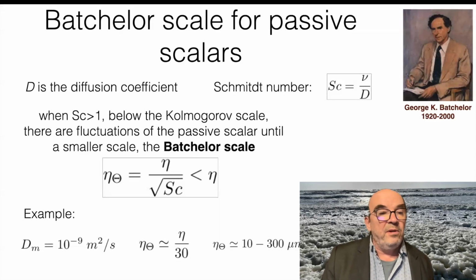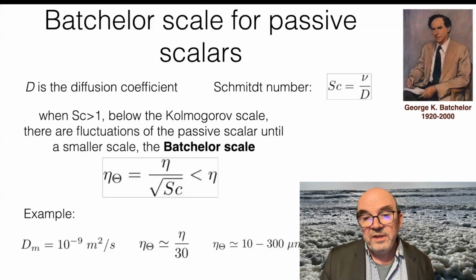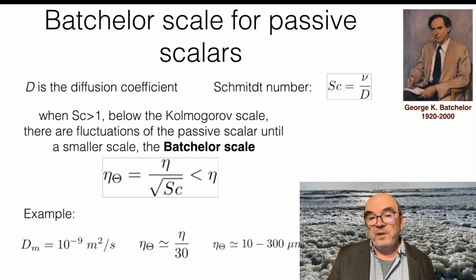As a numerical application, when D is of the order of 10 to the minus 9, we have a Batchelor scale which is about 30 times smaller than the Kolmogorov scale. It can be of the order of a few tenths or hundreds of microns. It is also important for applications to phytoplankton.